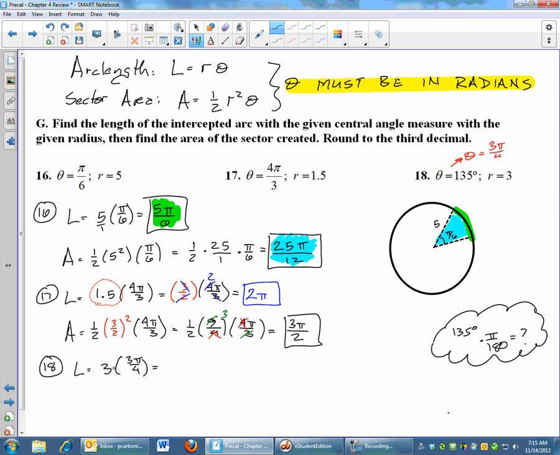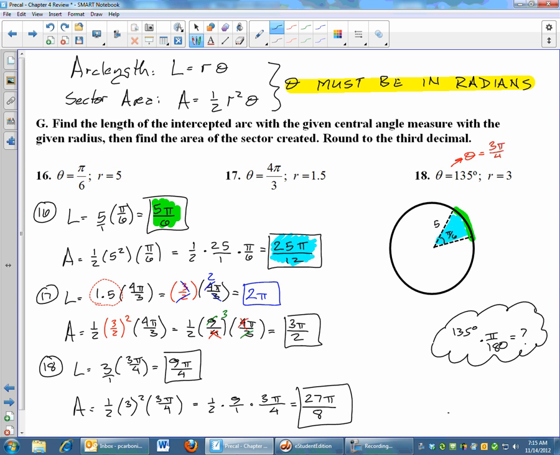and we'll multiply those. This 3 for the radius is over 1, so 3 times 3 pi is 9 pi, and 1 times 4 is 4. So 9 pi over 4 is the arc length. Sector area is 1/2 my radius squared, so 1/2 of 3 squared, times my theta, which is 3 pi over 4. Then we clean that up. That's half of 9, and I'm going to put that 9 over 1 so I can get the multiplication a little bit easier. 1 times 9 times 3 is 27 pi over 2 times 1 times 4 is 8.